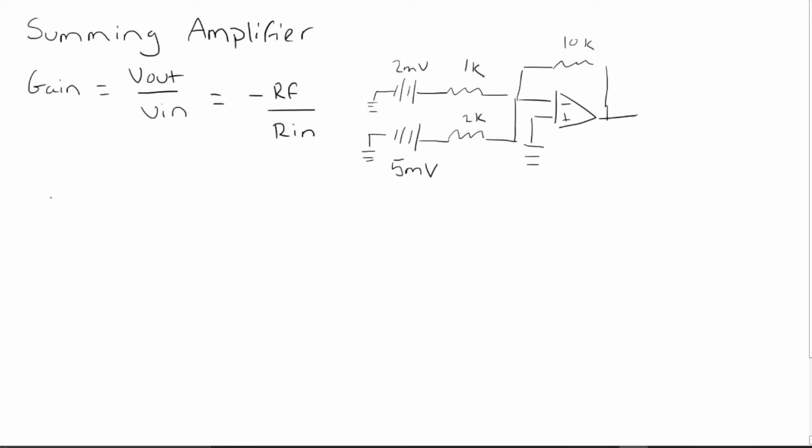So let's find our gain. Let's call this A1, A2. So for A1, we have RF over Rin. So we have minus 10 over 1. That equals minus 10. Let's do A2. That equals 10 over 2. We get minus 5.